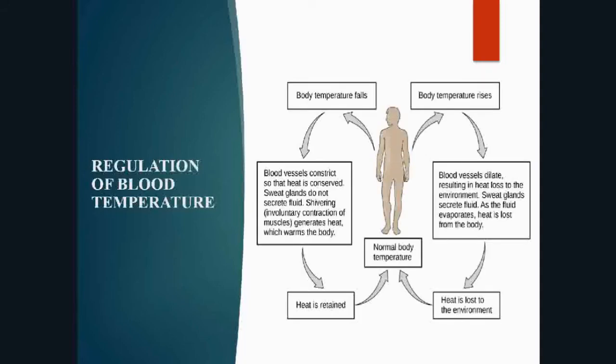When body temperature rises above its normal value of 37 degrees Celsius, it is detected by the heat receptors. These receptors send impulses to the brain. Output commands are generated that act on blood vessels, causing their dilation to release heat into the environment. In addition, evaporation of sweat by the sweat glands produces a cooling effect. These responses ultimately normalize the body temperature.